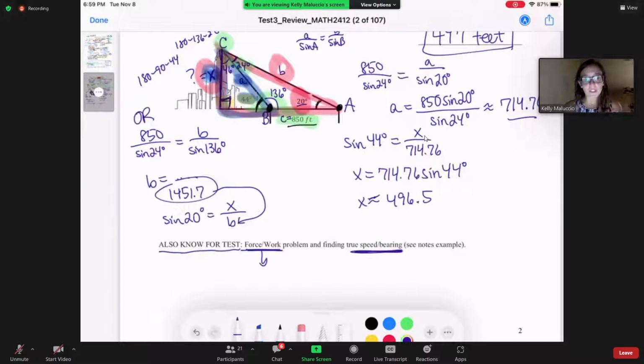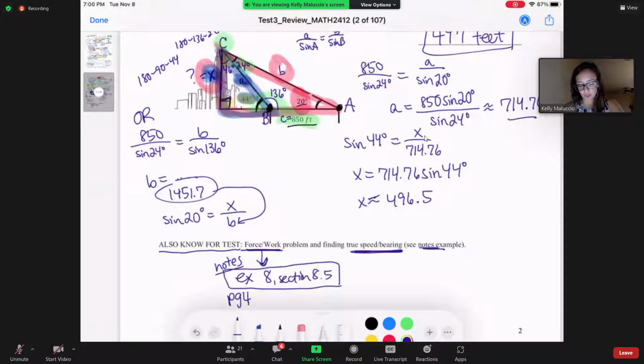Now I'm just going to reference some examples. I don't know if we're going to do those exact examples or different ones, but the examples I'm referencing are example 8, section 8.5, from the notes, page 4 of 8.5. So really it's probably later, but example 8 in 8.5 is what I'm referencing from your notes. And these are the notes examples.